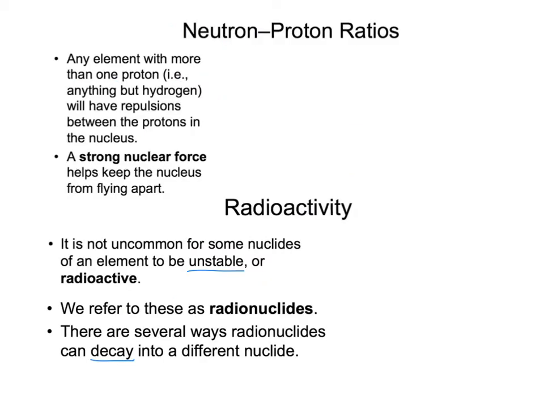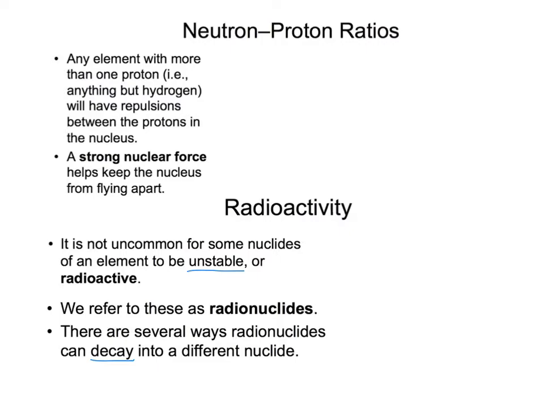Now, our major concern for this particular section is going to be our proton to neutron ratio, because any element that has more than one proton, basically anything but hydrogen, will have repulsions between the protons in the nucleus. Because neutrons aren't charged, in the nucleus we have a bunch of things that aren't charged with a bunch of protons that have the same charge. So protons, all being positive, are going to want to repel one another. But they don't completely, meaning the nucleus doesn't just fly apart because of the repulsion forces.